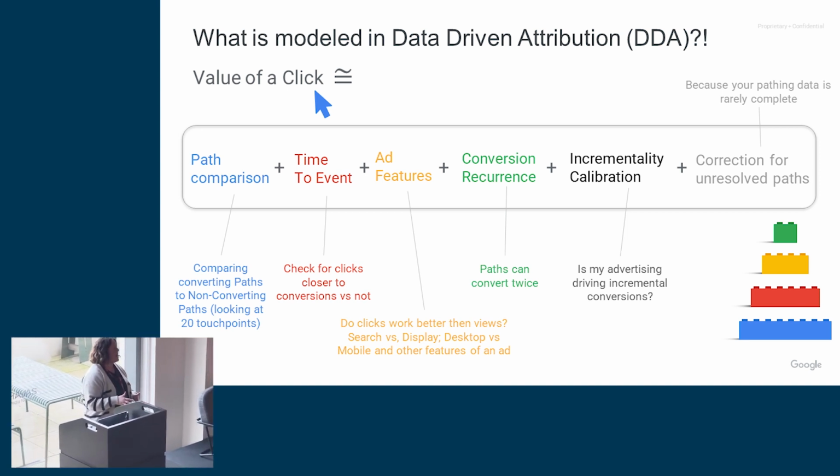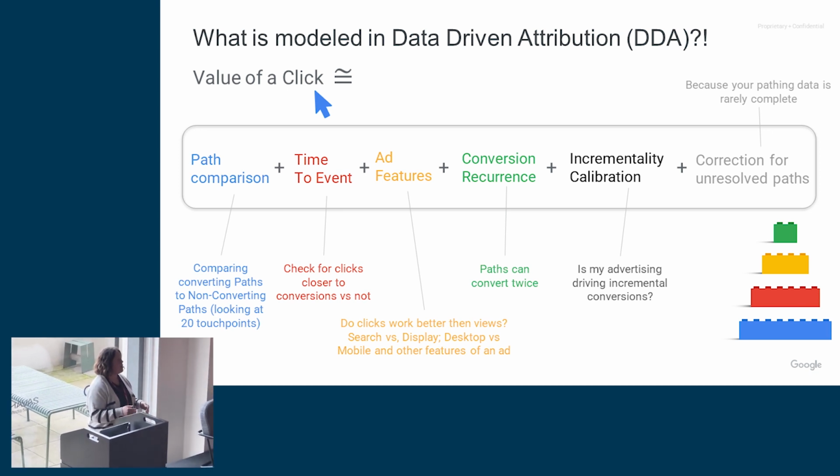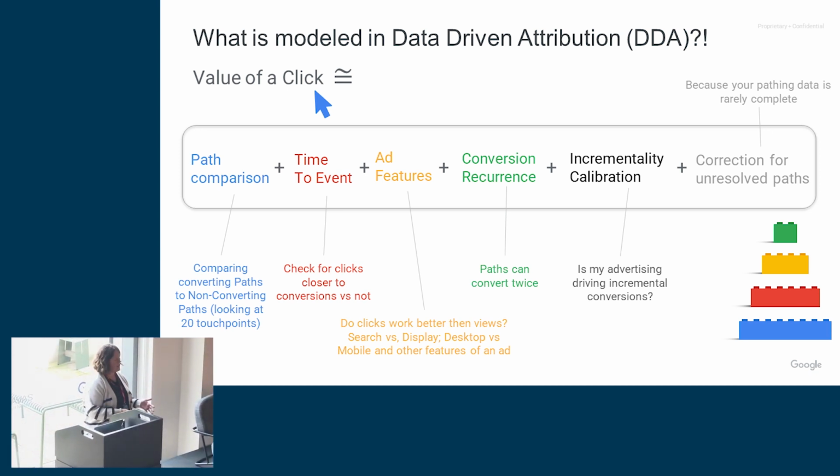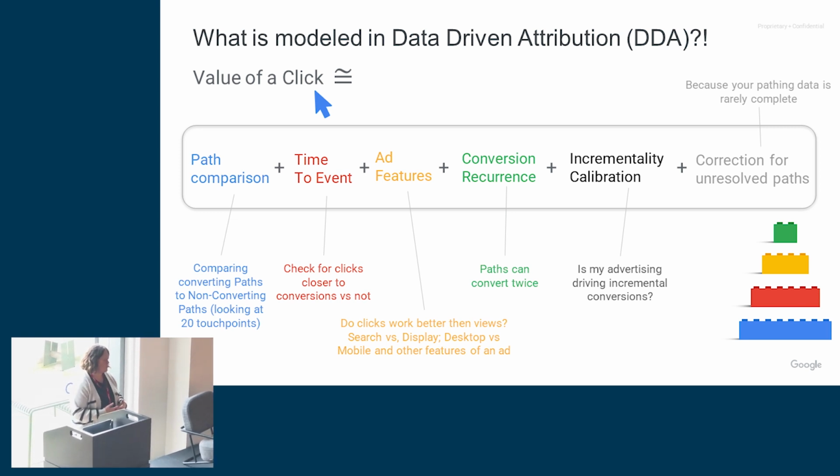We also do some calibration to look at incrementality. So how much of these conversions would have happened anyway, even if that traffic source wasn't present.